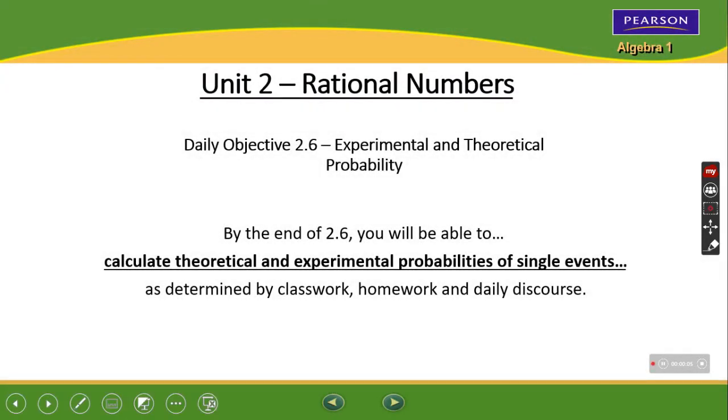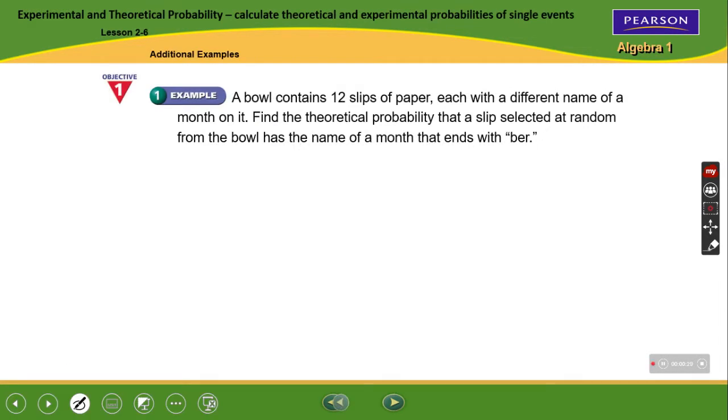Pastic back with another video, and in this one we're going to be talking about rational numbers again. And our objective at the end of 2.6 is to be able to calculate theoretical and experimental probabilities of single events. Let's do it. So a bowl contains 12 slips of paper.